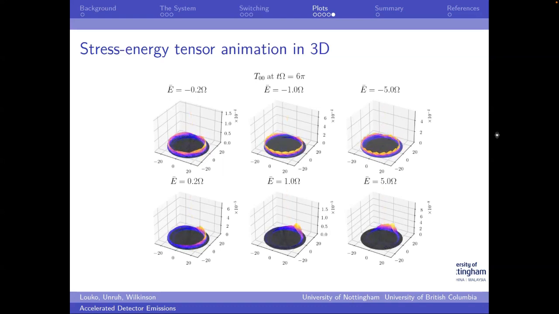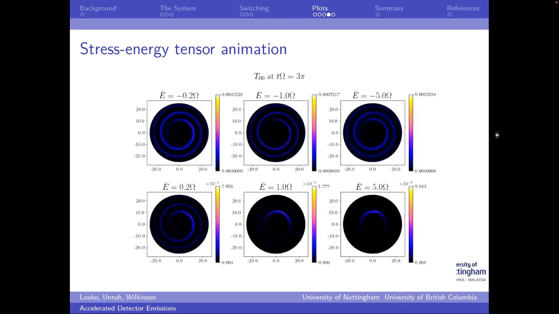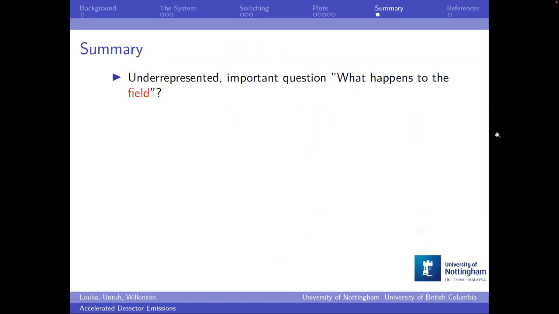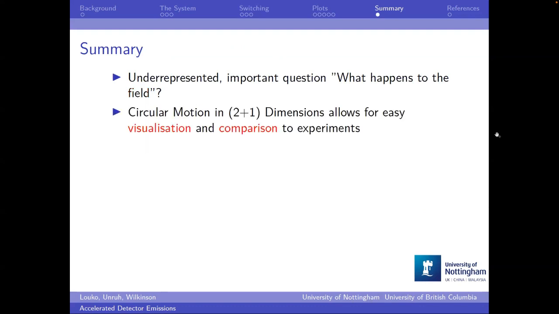So, to summarize, assuming everyone's done staring at the slightly trippy and enjoyable animations, there is an underrepresented and important question about what's happening to the field as everyone else is looking at the detector. And we look, for the sake of comparison and for easy visualization, at 2+1 circular motion, in the hopes that maybe this will be comparable to some kind of experiments at some point. There is talk about what observables might be most akin to the surface of superfluids in the analog system. Very interesting conversations.